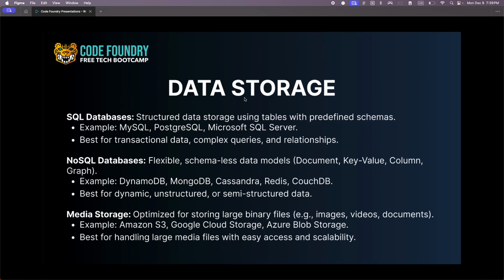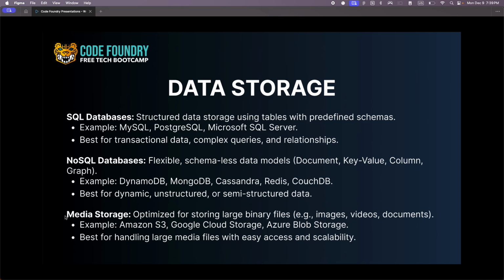Next is data storage. We typically store our data in databases, whether it's SQL or NoSQL. When it comes to SQL databases, a lot of very common database types are MySQL, PostgreSQL, Microsoft SQL Server. And then meanwhile, we have NoSQL databases like DynamoDB, MongoDB, Cassandra, Redis, CouchDB. All of these are used more in an unstructured format.